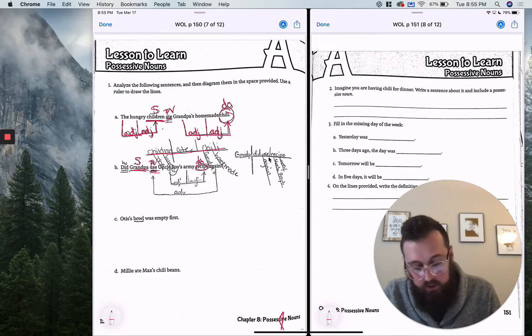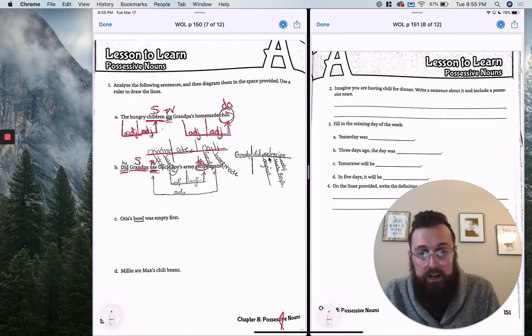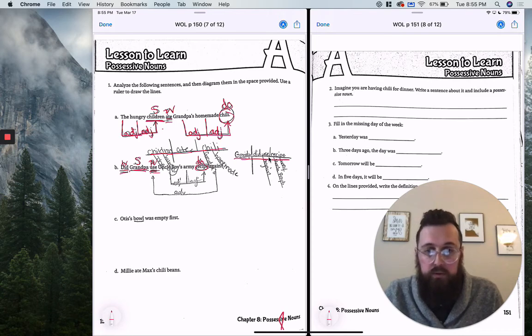Now, here's where we get tripped up a little bit. If I have another verb in my sentence, when I have a predicate verb in an interrogative sentence, then my first verb, so did, is going to be a helping verb. Grandpa did use the recipe, if I was going to rephrase it, which you can see in my diagram.